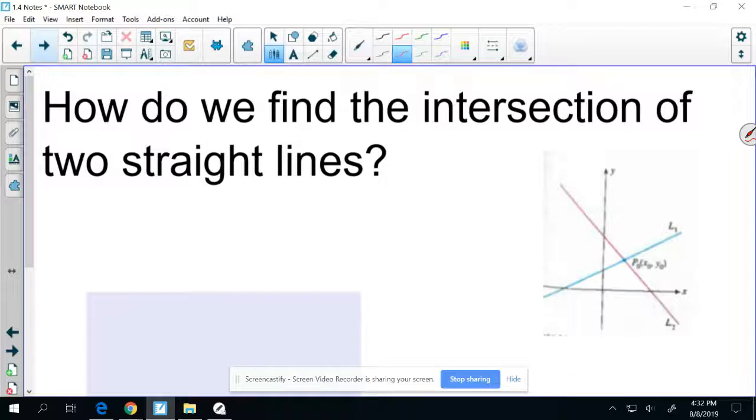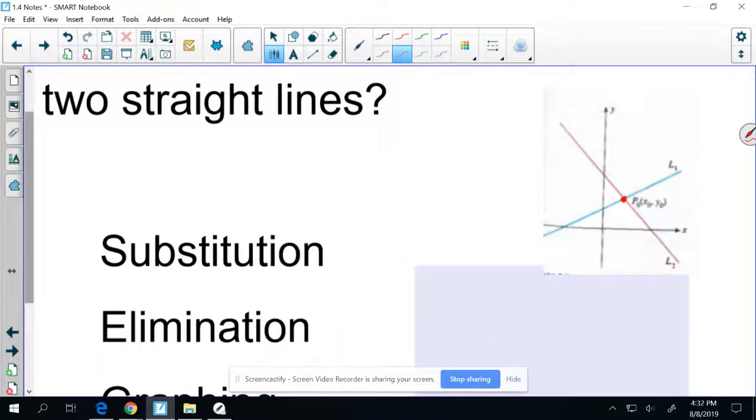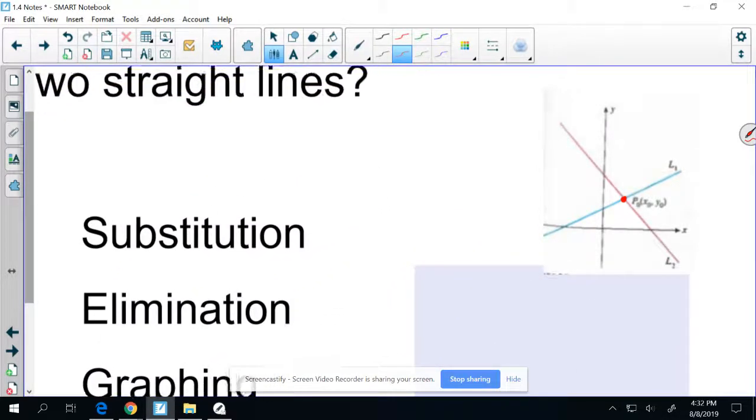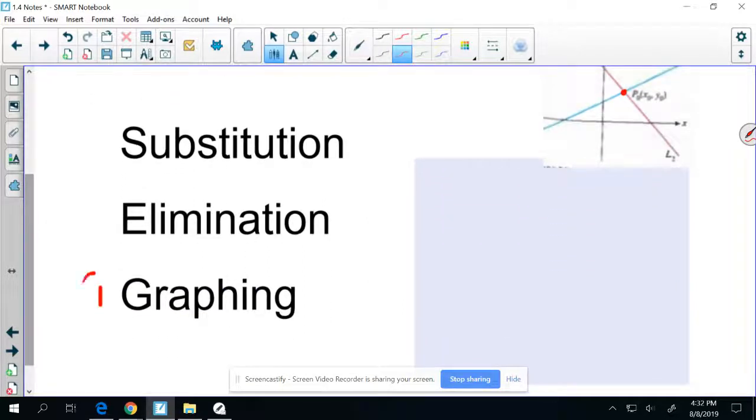How do we find the intersection of two straight lines? Well, hopefully, if you have them graphed, you know that the intersection of two straight lines is just going to be the point where they cross, right? And so graphing is one way that we can do that. Do you remember any other ways? Well, we learned 3 ways in our previous classes. You can solve by graphing, but if graphing doesn't work so well, algebraically you can do it by substitution or by elimination. And that's what we're going to try to figure out today, okay?